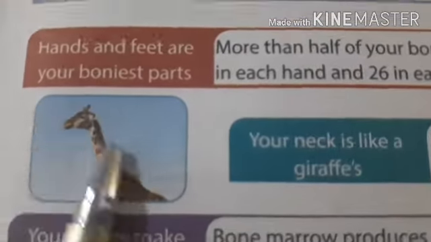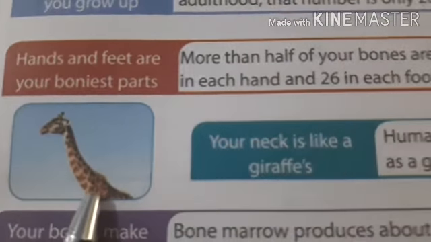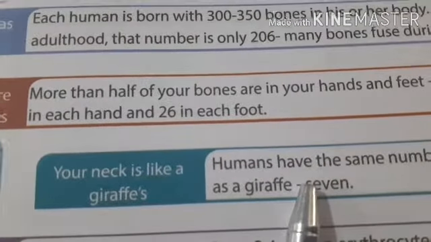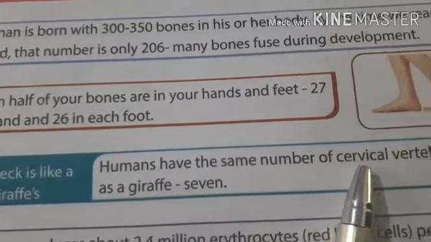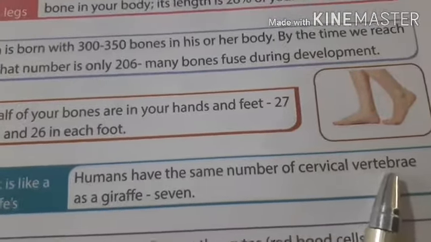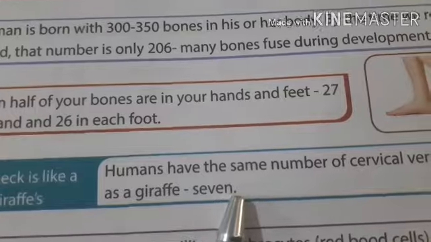So you can see the picture of a giraffe. Human bones have the same number of cervical vertebrae as a giraffe, 7.